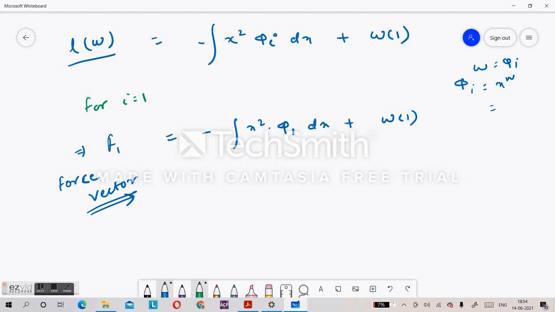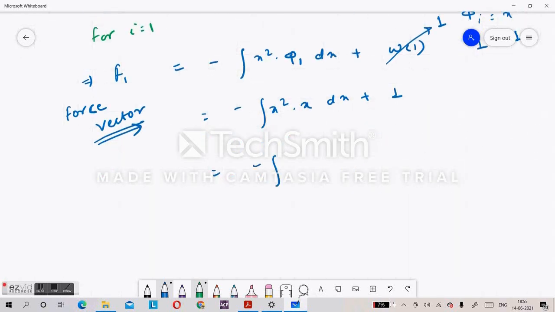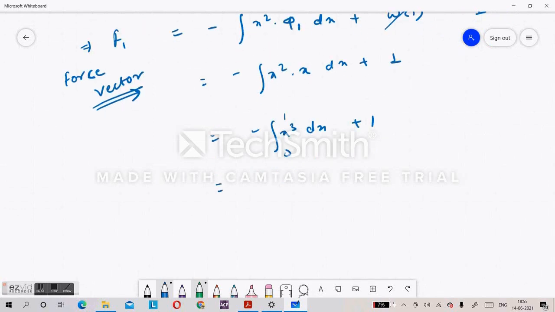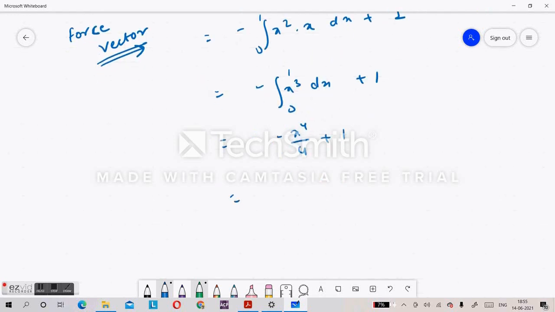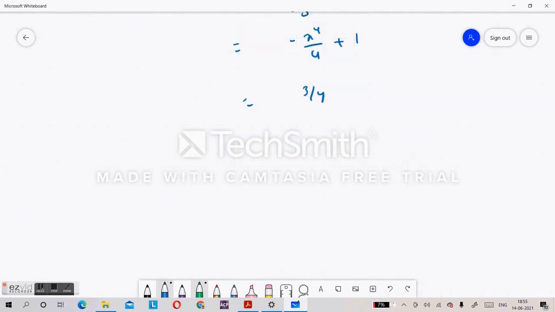So this will be equal to 1. Phi I equals x to the power n equals 1, so w1 will be equal to 1. So this whole term will equal 1. Now on solving, we are putting the value of phi 1 here, x. So the integration will become minus x cube dx plus 1. Finally, on solving it, integrating with limits 0 to 1, this will become x to the power 4 by 4 plus 1. On further solving, we will get the value equal to 3 upon 4.